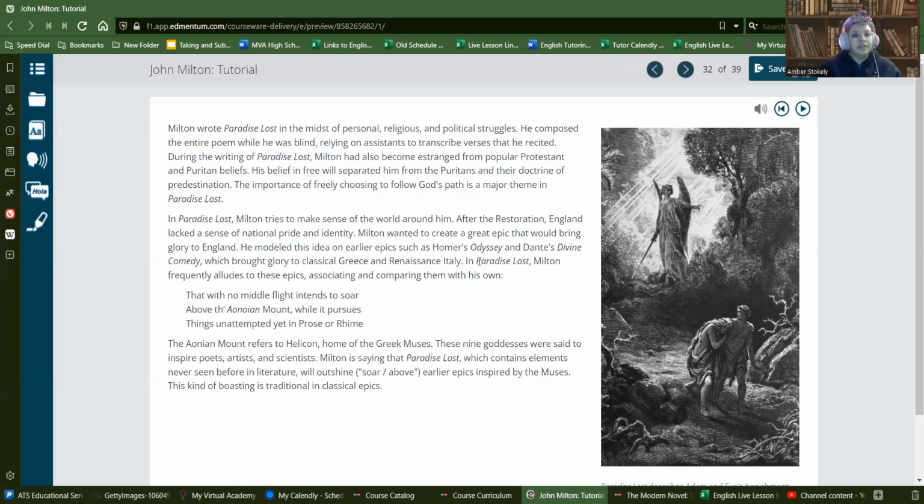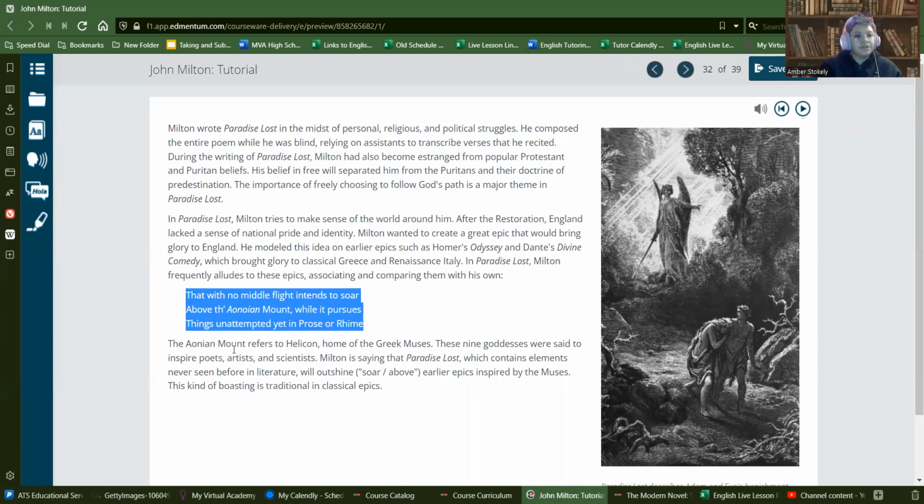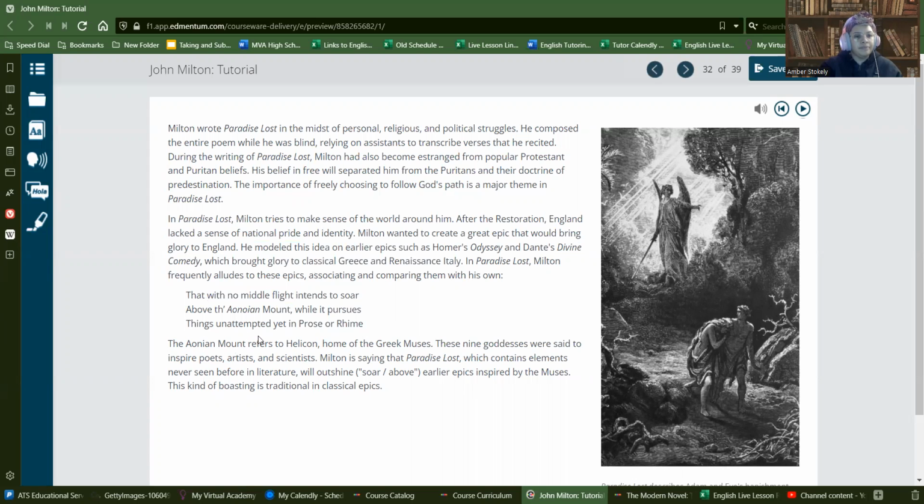It says that in Paradise Lost, Milton frequently alludes to epics, so that's Homer's Odyssey and Dante's Divine Comedy, associating them and comparing them with his own. So there's solid evidence in the text that he's trying to make this a notable epic. It says that with no middle flight intends to soar above the Aeonian mount while it pursues things unattempted yet in prose or rhyme. So the Aeonian mount refers to Helicon, which is the home of the Greek muses.